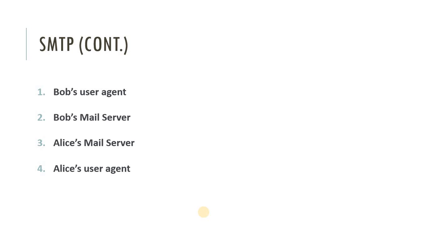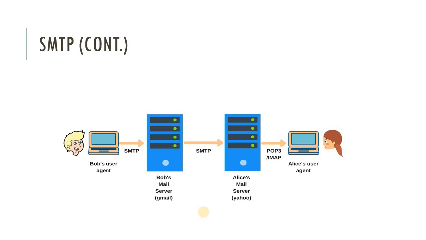Now back to our scenario. Let's follow the email message as it travels from Bob to Alice at a high level. So let's understand what is happening when a user sends a message to another person.